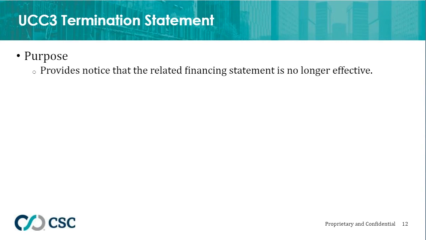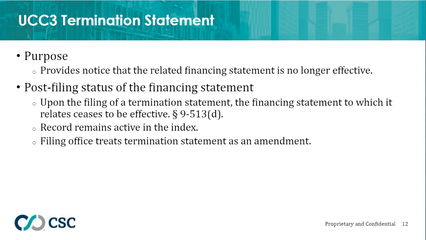On to the termination statement. A termination statement is used to indicate that the financing statement to which it relates is no longer effective. It is noticed just like any other UCC record. After the filing of a termination statement, assuming that it was filed by a party that was authorized to file it under 9-509, then upon the filing of that termination statement, the financing statement to which it relates ceases to be effective. Now, the filing office, however, will keep it active in the index.